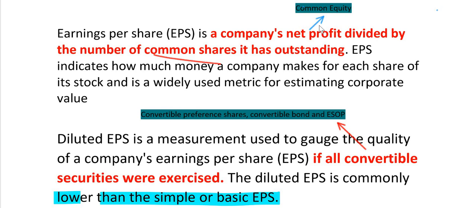Secondly, we have diluted EPS. Basically, the company sometimes issues securities like convertible preference shares, convertible bonds, and ESOP. These can be converted into shares, which will eventually increase the number of shares outstanding. We are trying to see, if all convertible securities are converted, what will our EPS be. Basic EPS will always be higher than diluted EPS.